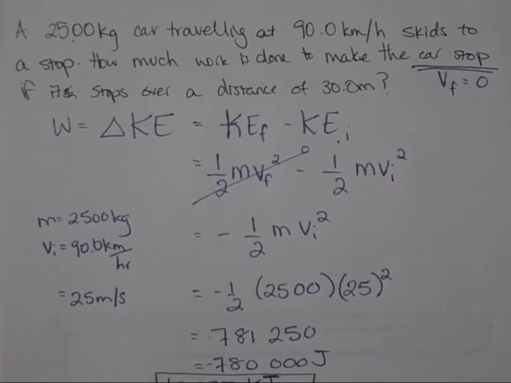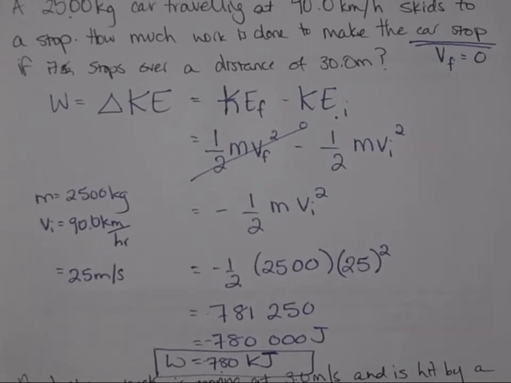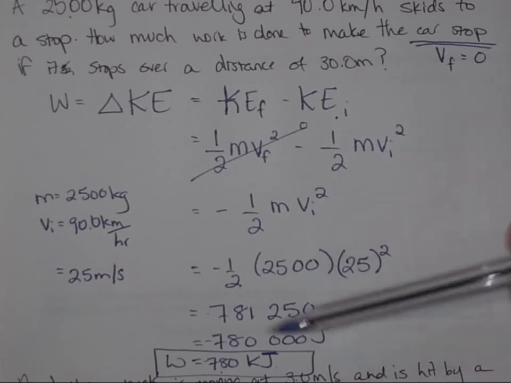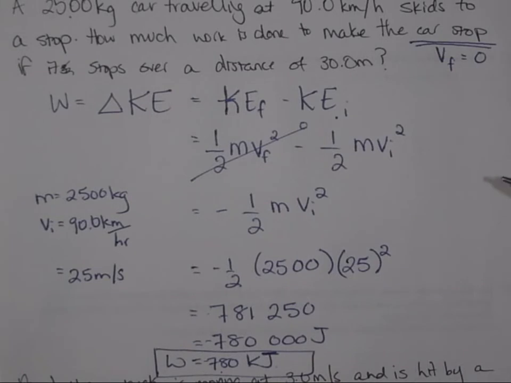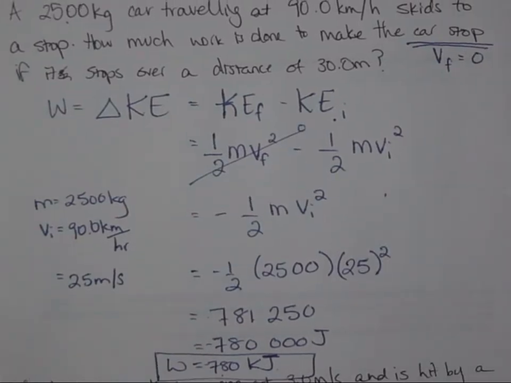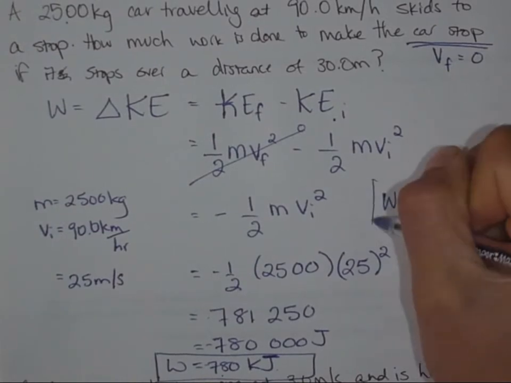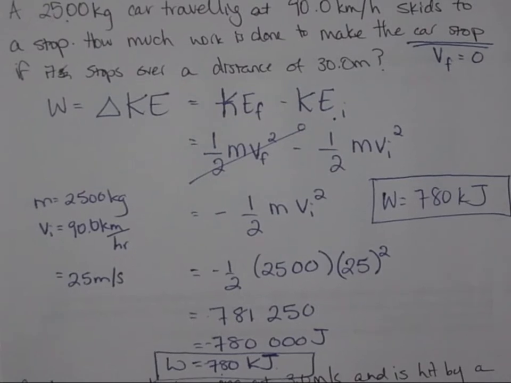But unlike, whoops, that's off the screen. This is actually a scalar quantity, which means it's not taking direction into account, but that negative sign is telling us that it is causing a decrease in that speed. It is not causing it to increase speed. So keep that in mind, but it is a scalar quantity. So I will just rewrite that up here. 780 kilojoules of work is being done on that car to make it stop. Okay?